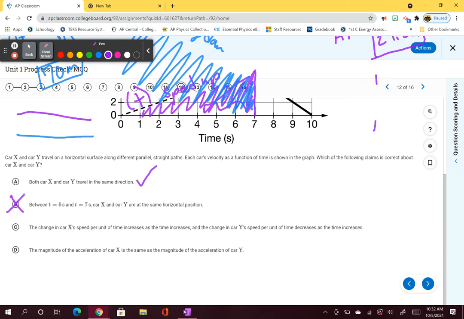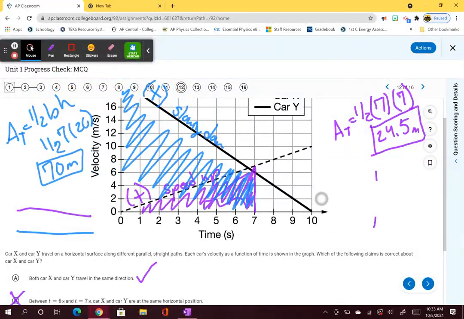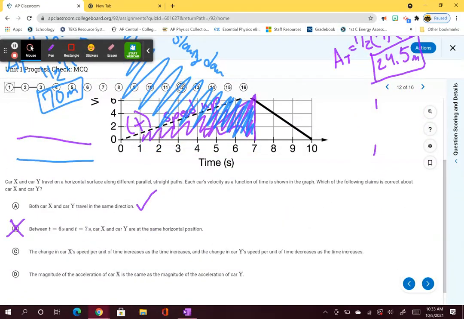The change in X's speed per unit of time increases as time increases. Yes. When X, right? I said X speeded up, right? Yep, X speeds up. And the change in Y's speed per unit time decreases as time increases.